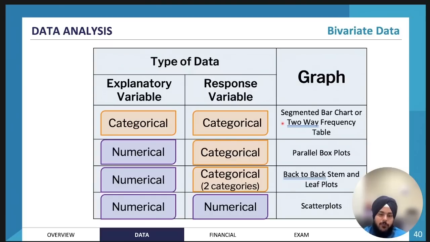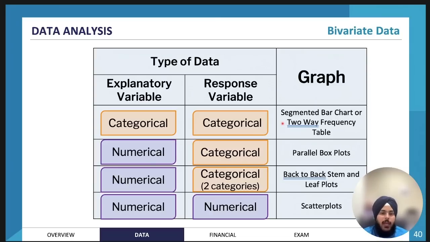Okay, so in terms of the representation of data, there are again multiple ways that we can represent bivariate data, depending on what type of variables we have. So if we have two categorical variables, we can represent it using a segmented bar chart or a two-way frequency table. If we have the explanatory variable being numerical and the response variable being categorical, we can use parallel box plots. If we have a numerical explanatory variable, but more than two categories, we can use a back-to-back stem and leaf plot. And if we have two numerical variables, we can just use scatter plots.